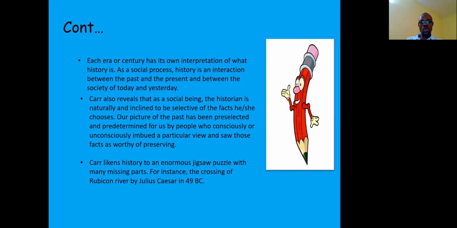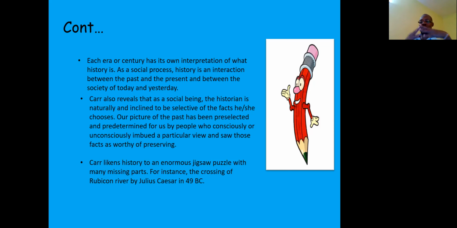Carr likens history to an enormous jigsaw puzzle with many missing parts. For instance, the crossing of the Rubicon River by Julius Caesar. So according to Carr, history has some gaps, just like the jigsaw, that need to be filled. Take, for instance, the crossing of the Rubicon River by Julius Caesar in 49 BC.